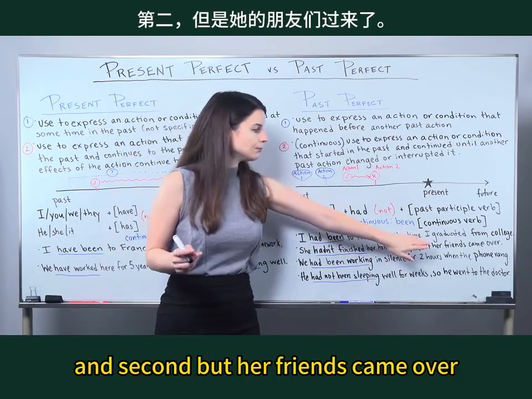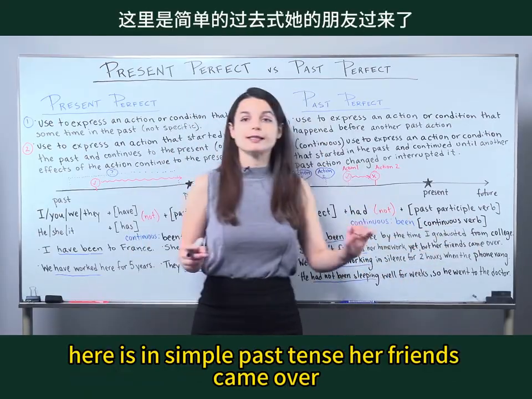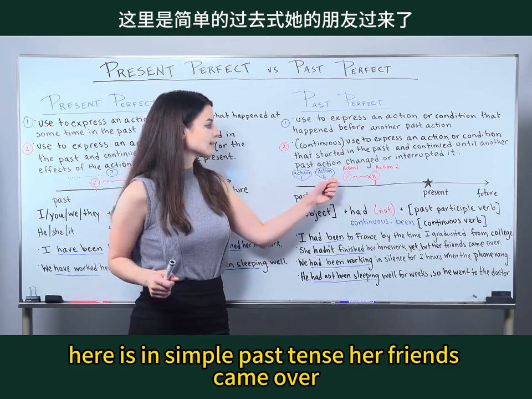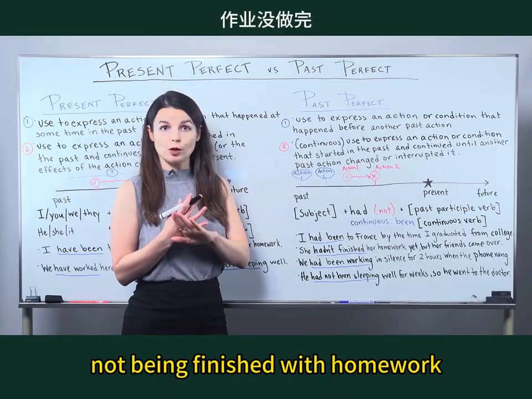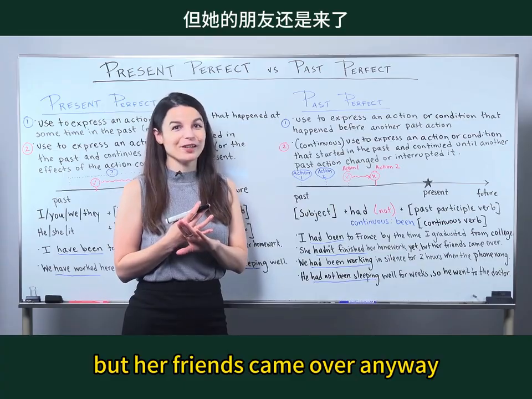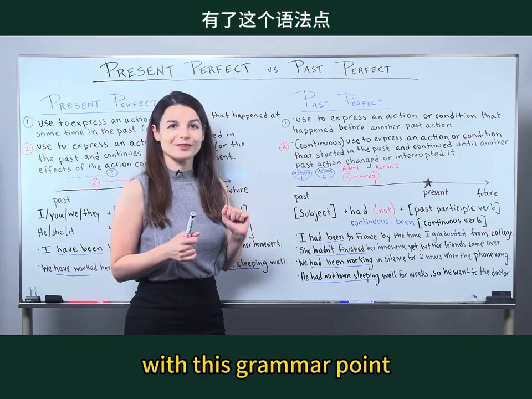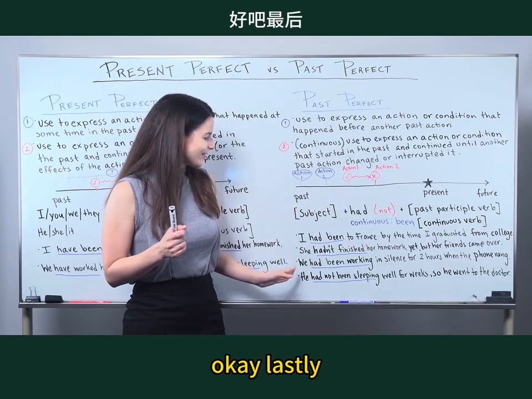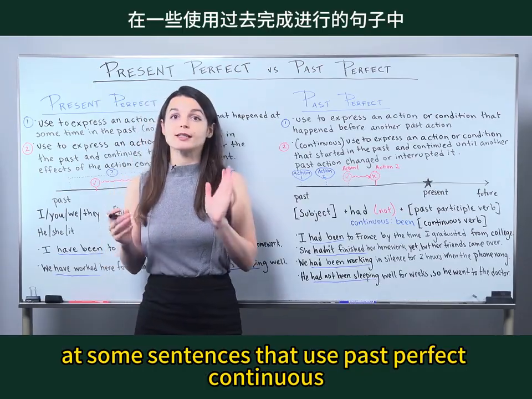And second, but her friends came over. So came over here is in simple past tense. Her friends came over. So there's my first condition, not being finished with homework. She hadn't finished her homework yet, but her friends came over anyway. So we show the sequence of actions with this grammar point. Okay, lastly, let's take a look at some sentences that use past perfect continuous.